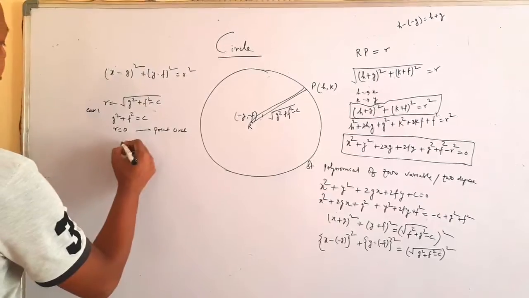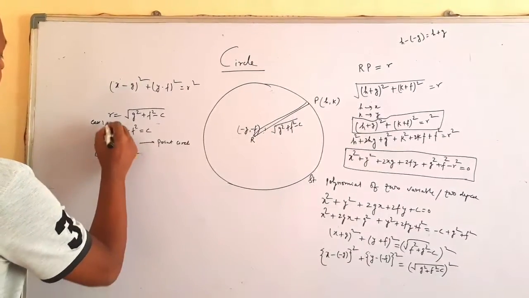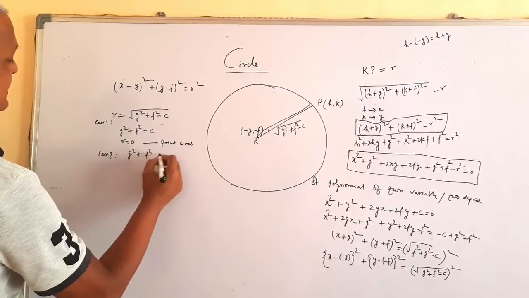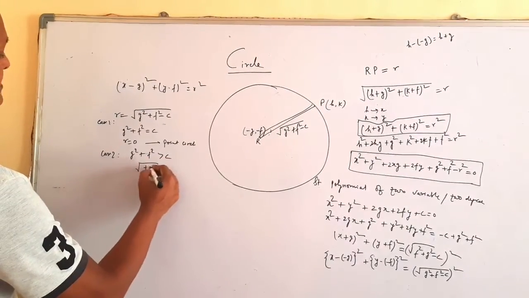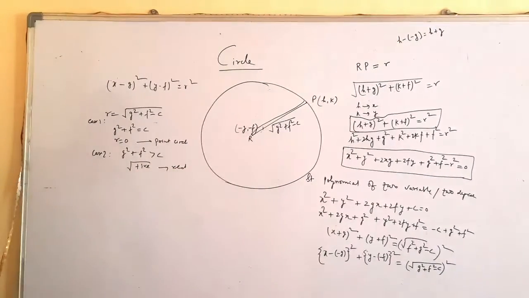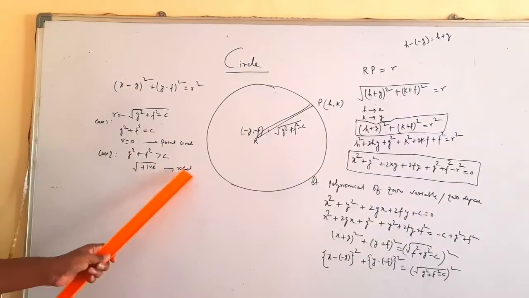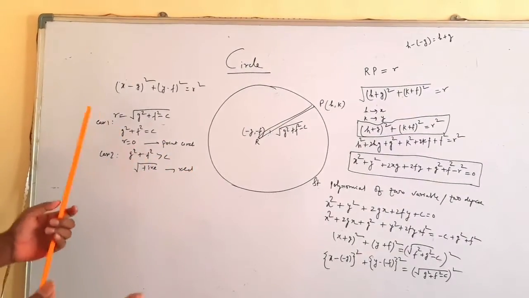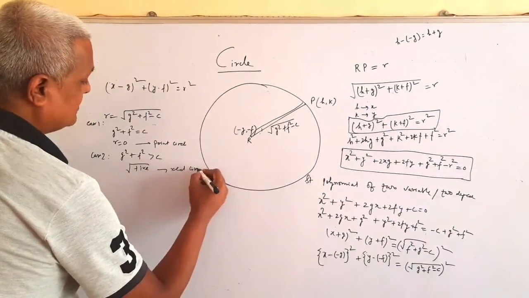Now case 2: if g square plus f square is greater than c, then in this square root you will get something positive, so you get a real valued answer, because the square root of a positive number is a real value, plus or minus something like that. So that is called the real circle.